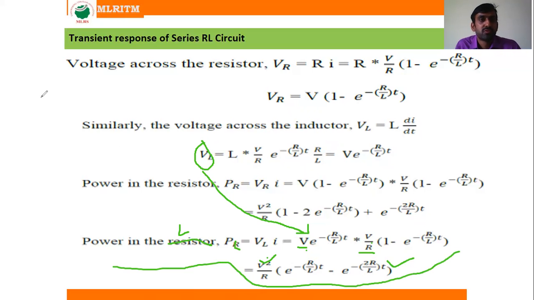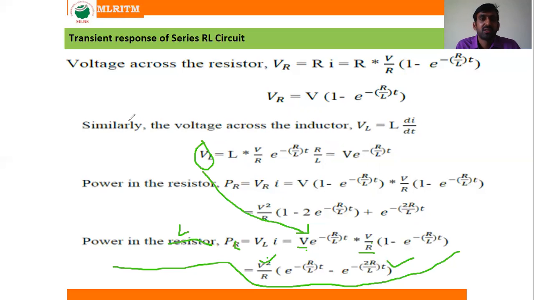So, as we discussed in the outcomes, we have obtained the transient current expression for a series RL circuit, the voltage across the resistor, the voltage across the inductor, and also the power through the resistor and the inductor in the series RL circuit. Using these formulas, we can solve many numericals, which we are going to solve later.